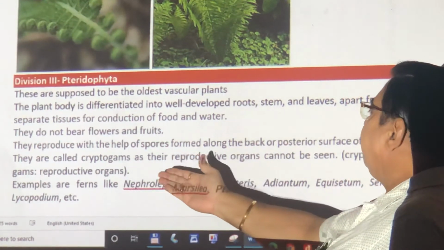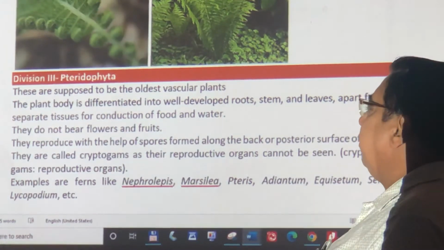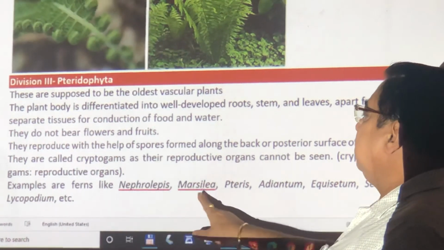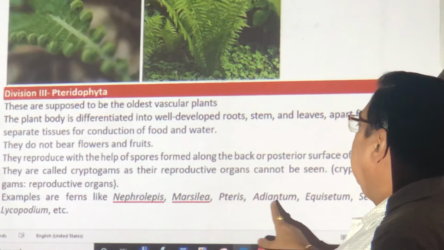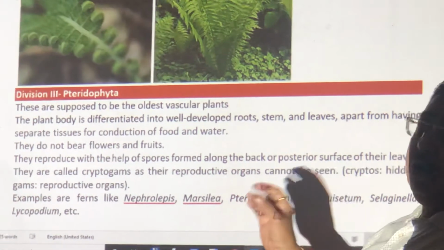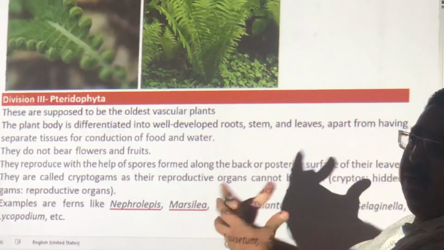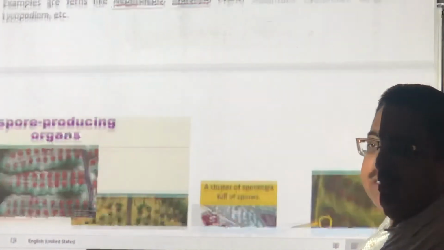Okay? They are cryptogams because the reproductive organs are so small they can't be seen except under a microscope. Examples: Nephrolepis, Marsilea, Pteris, Adiantum, Equisetum, Selaginella, Lycopodium, all are used medicinally, etc. And fern, you know, is in the bouquet of flowers we gift our friends.